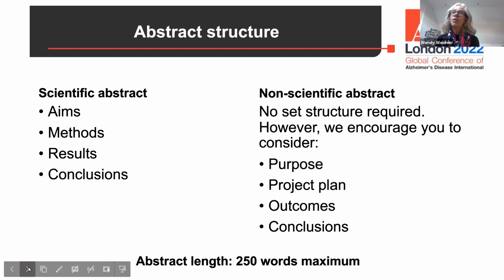The non-scientific abstracts are a little bit less structured, but we like you to think about things like, what's the purpose of the research that you're doing? What is it that you were trying to find out? And how did you plan it? How did you plan the project that you did or your research? And did you include people living with dementia and carers in that process while you were planning it? What were the outcomes that you were looking to see from your research? And were you able to reach them? What were the conclusions? What did you find out? And what's the longer term impact of the work that you did? So the abstract length is 250 words max, so you've got to make it tight.